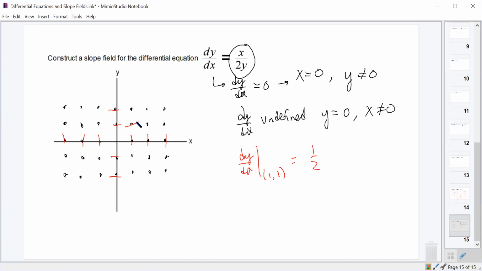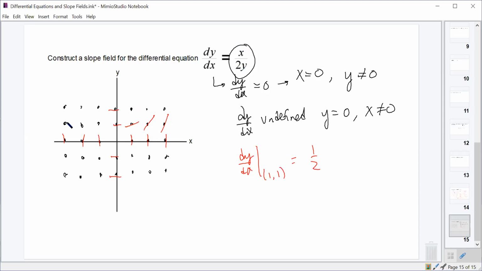What happens as we move out to the right from that point? The x values are getting larger, but the y values are staying the same, right? So let's say at the point 2, 1, that should be 2 over 2 or 1. So the slope should be increasing. And as we continue to go further out, it's going to keep increasing. And so we'd recognize that pattern. If we had more points to the right, we just keep increasing that slope because y stays the same, the denominator is not changing, but the numerator is getting larger.